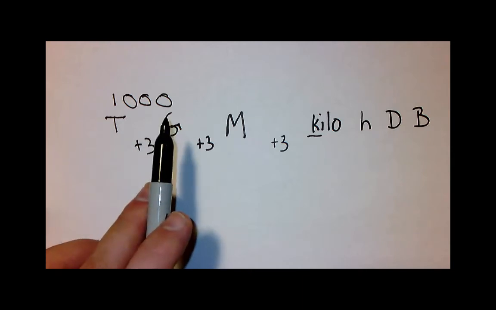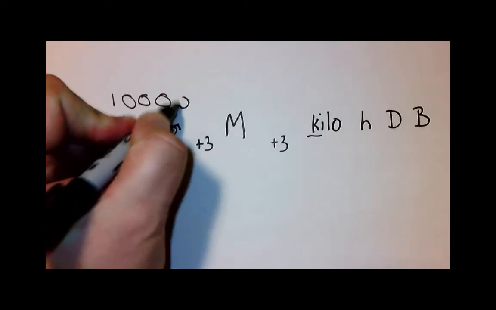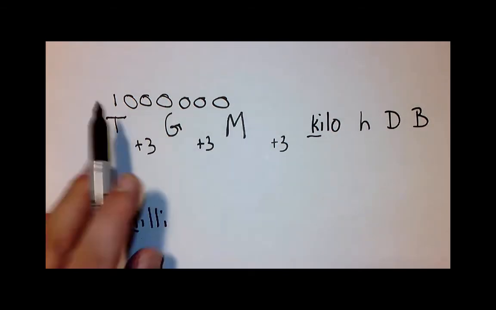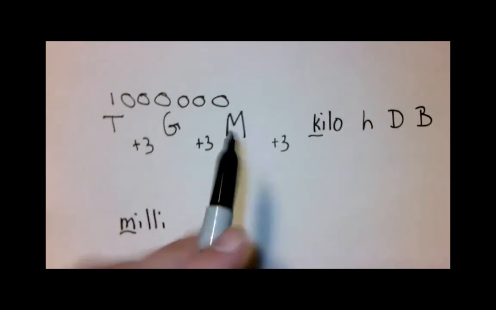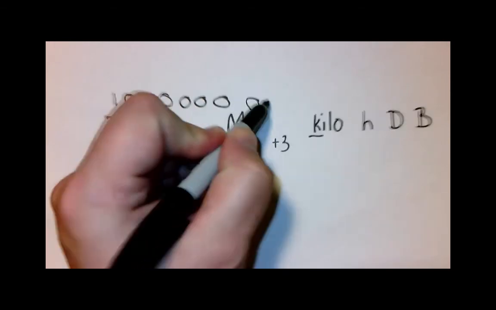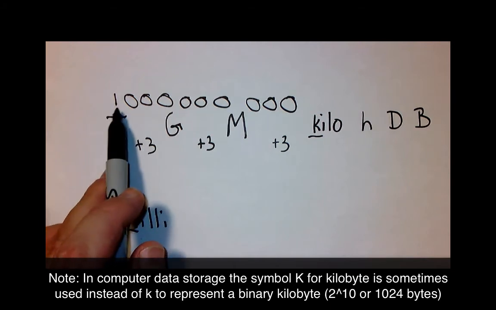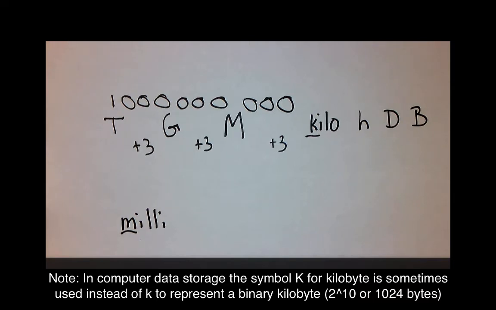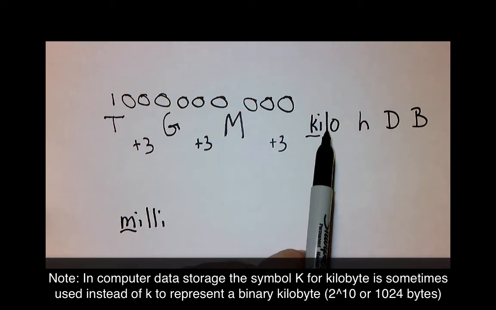And then to go from giga to mega, I would have to add another 3 zeros. So a megabyte is a million, or excuse me, a terabyte is 1,000,000 megabytes. And then if I go another 3 steps to kilo, 1 terabyte is a billion kilobytes. And that's kind of funny when I think back through time at how many kilobytes of memory my first computer had.